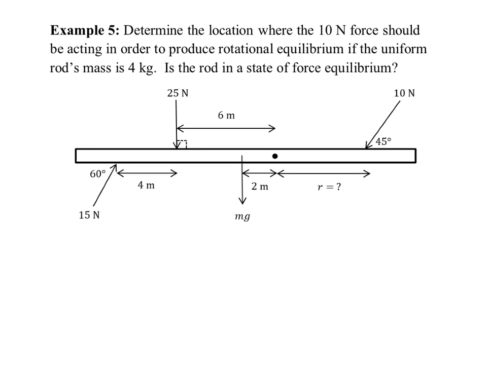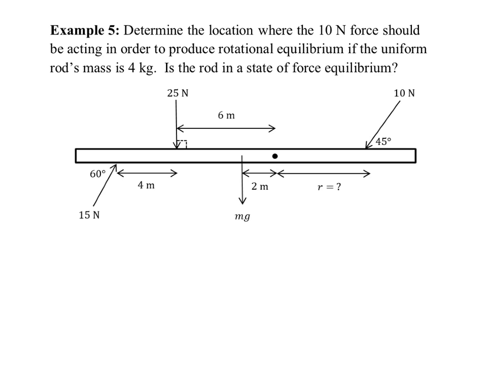Let's look at example 5 here. Example 5 says to determine the location where the 10 Newton force should be acting in order to produce rotational equilibrium if the uniform rod's mass is 4 kilograms. So now the rod has mass. If you remember earlier, we looked at a massless rod, so we didn't have to worry about mg. But now it has mass. And then the follow-up question is: is the rod in a state of force equilibrium? So we're trying to figure out what the R value should be right here, what that distance should be for the 10 Newton force.